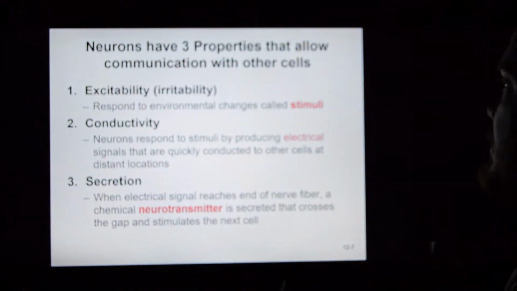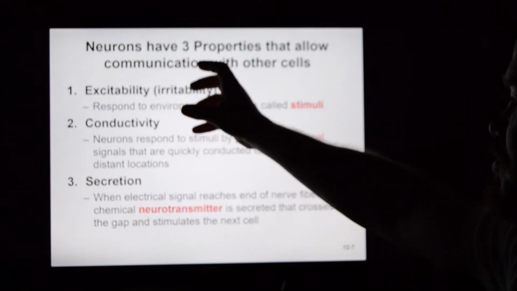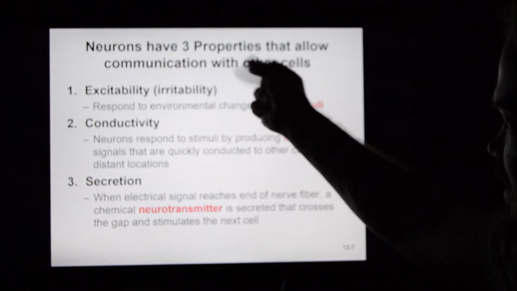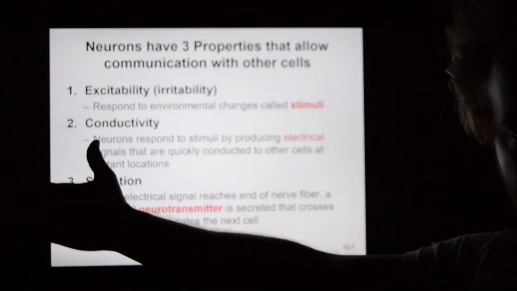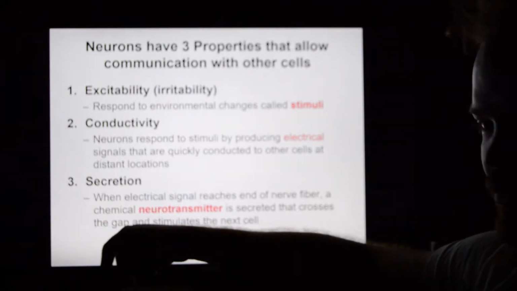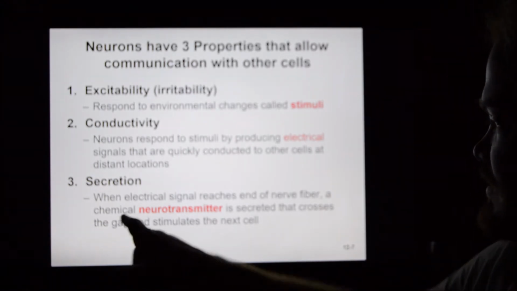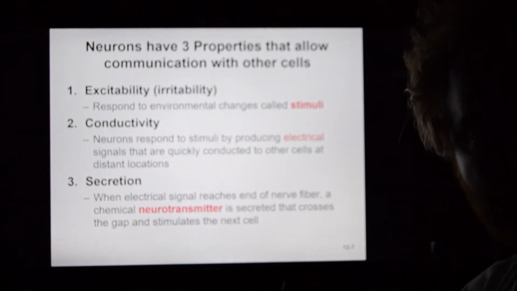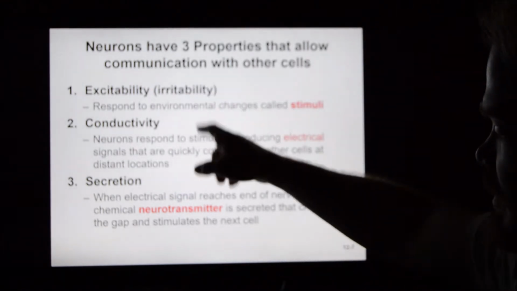Alright, neurons have three major properties. This is very important. They are excitable. That means that they can respond to stimulation, like neurotransmitters. They are conductive. They're capable of sending a message from one place to another. And they are secretory. When a message arrives at the end of an axon terminal, it's going to release a neurotransmitter. In skeletal muscle, we talked about acetylcholine, if I'm not mistaken. So, excitable, conductive, and secretory.